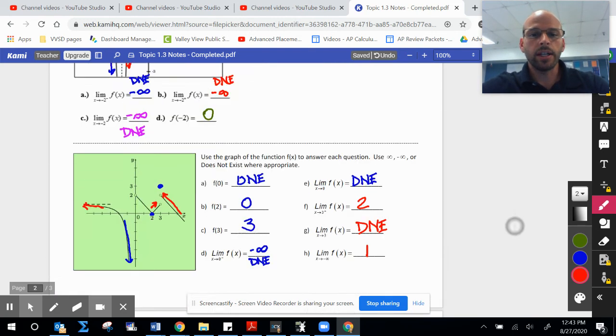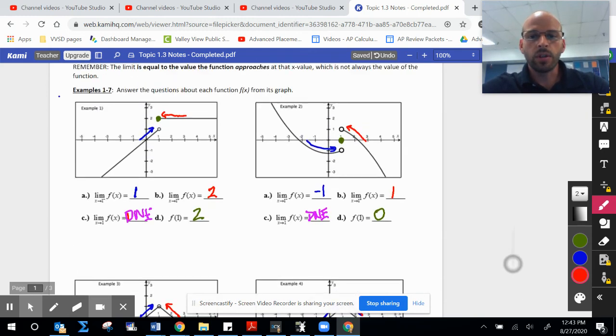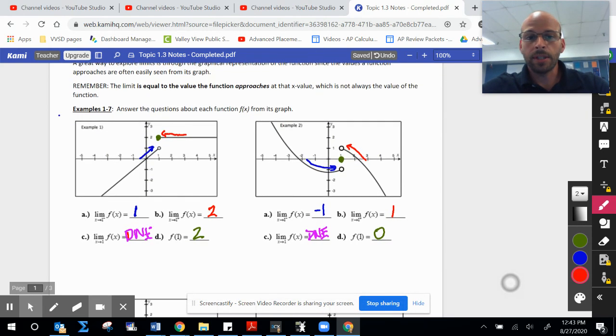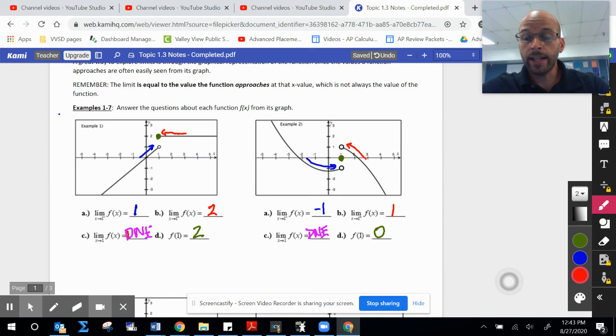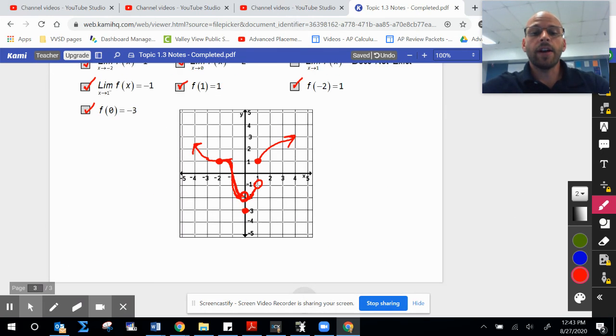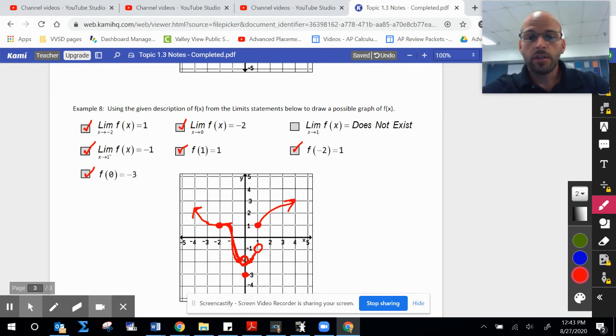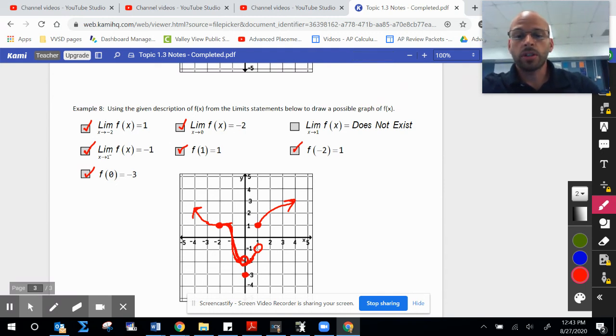Now, the goal here is if I give you a graph, you can evaluate limit statements, one-sided and two-sided. And then if I give you the limit statements, you can create the graph. Okay, and we'll do more practice with this, but here are some examples to learn how to do it.